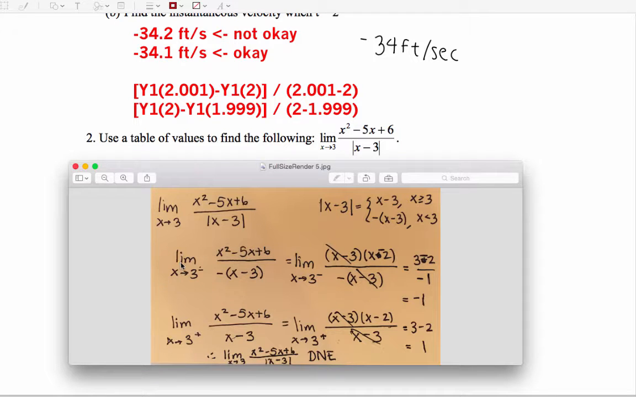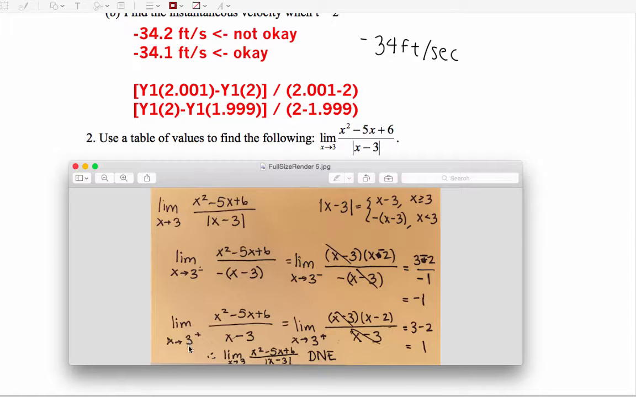Then I'm going to look at the limit as x approaches 3 from the left. So from the left, I'm going to use this equation right here. So instead of the absolute value of x minus 3, I'm going to replace it with the opposite of x minus 3. I'm going to factor the top. I get x minus 3 times x minus 2. I can cross off the x minus 3's, and I get x minus 2 over -1. Plug in that 3. 3 minus 2 over -1, that's -1.